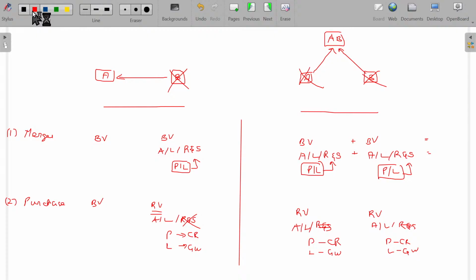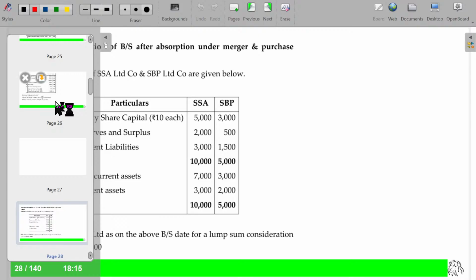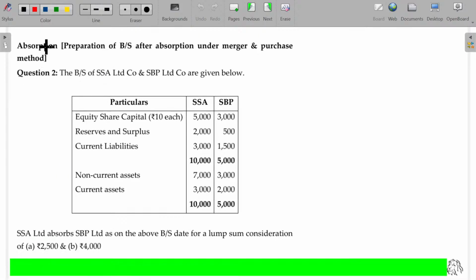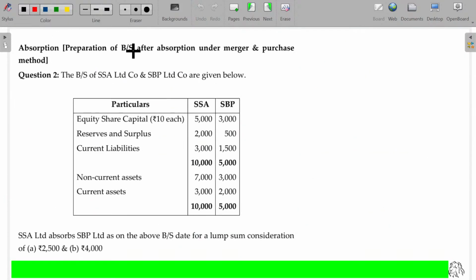Now, let's start with question number 2. Preparation of balance sheet after absorption under merger and purchase method. Balance sheets of SSA Limited and SBB Limited are given. SSA Limited absorbs SBB Limited. So this will be taken over by SSA. Thereafter, SBB will not exist.